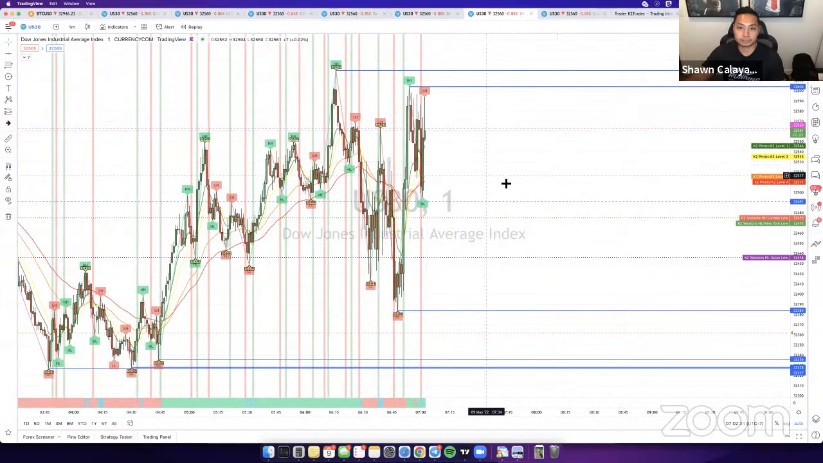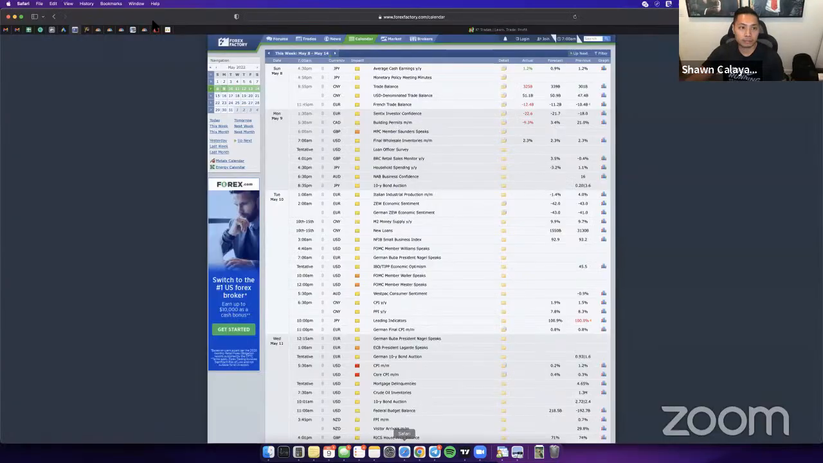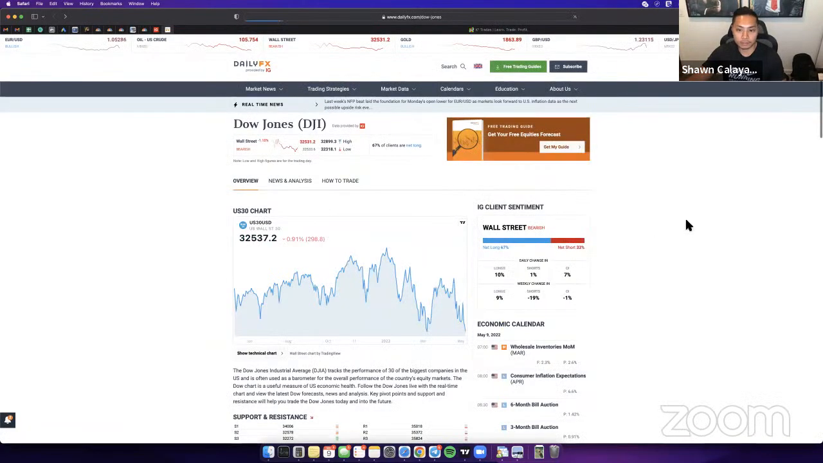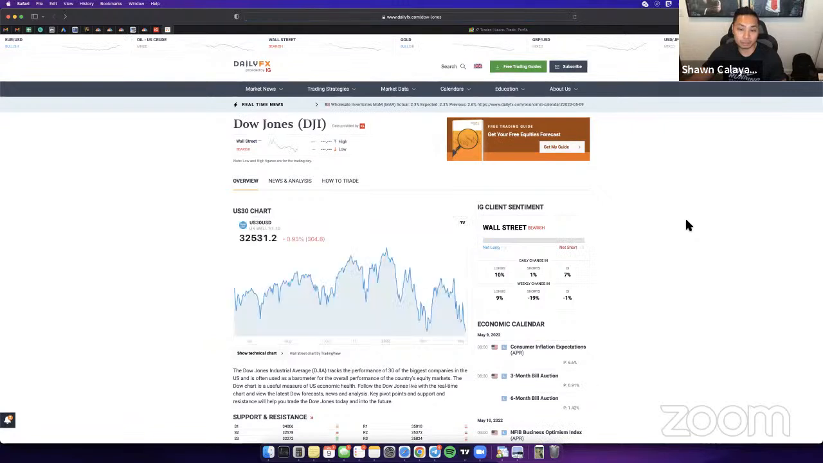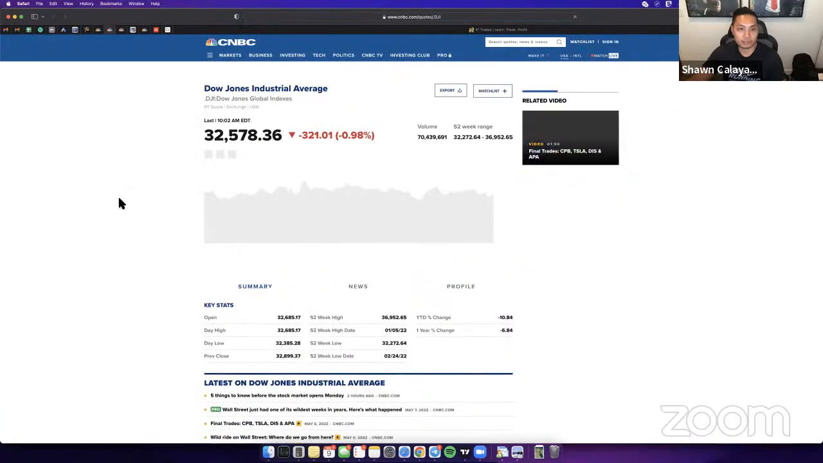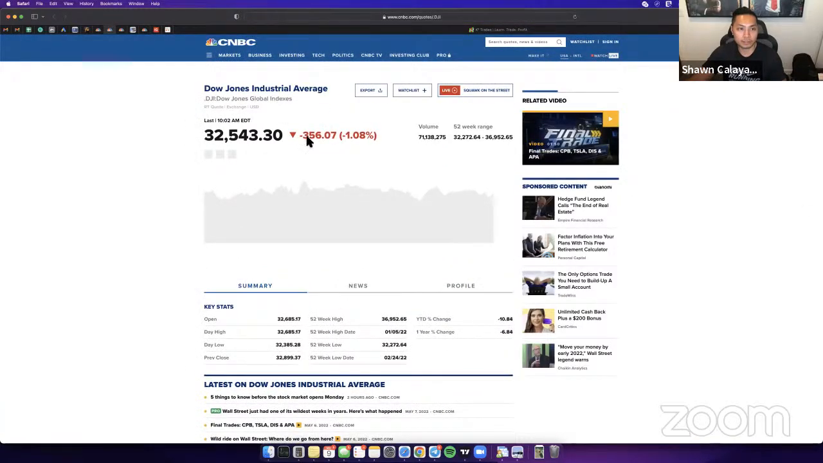All right. So again, just going back to the bias, we just want to confirm again, everything is still looking for a sell. We're still looking for a sell. So net long, 67%, still bearish. Fundamentals haven't changed very much, still around negative 356 points.